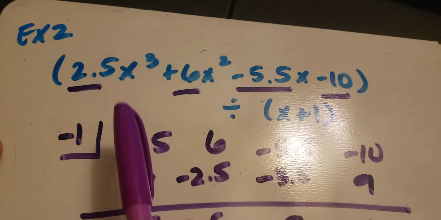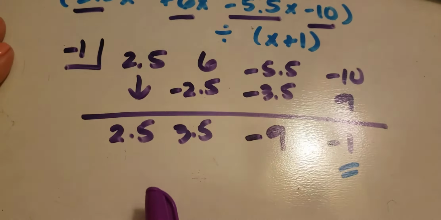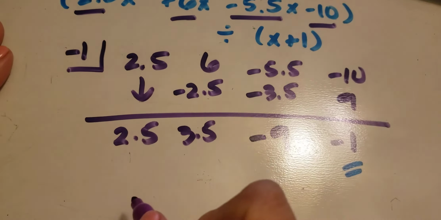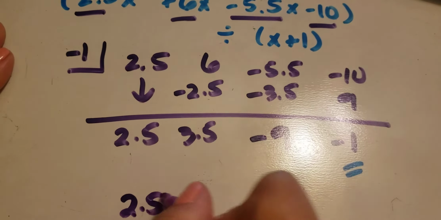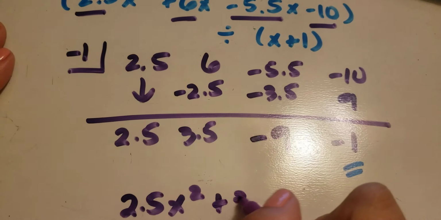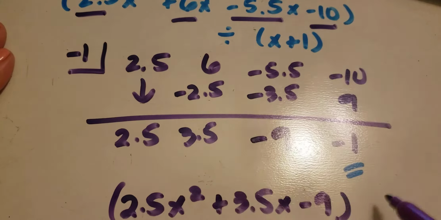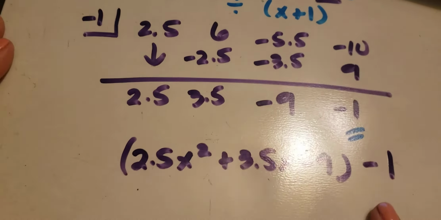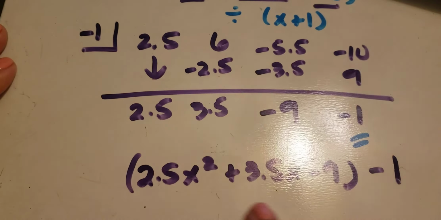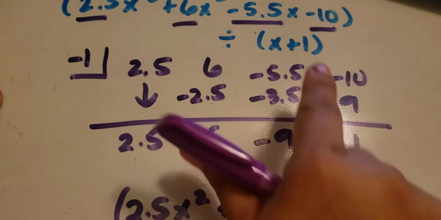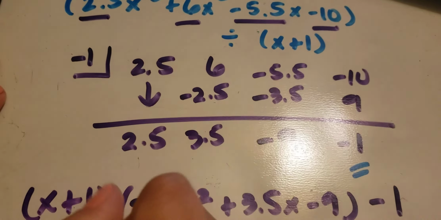So here we go. We start with degree of 3, so over here we should have degree of 2. So our polynomial should be 2.5x squared plus 3.5x minus 9, with the remainder of negative 1. So we want to subtract 1. So this is our quotient, our remainder, and our divisor should be x plus 1.